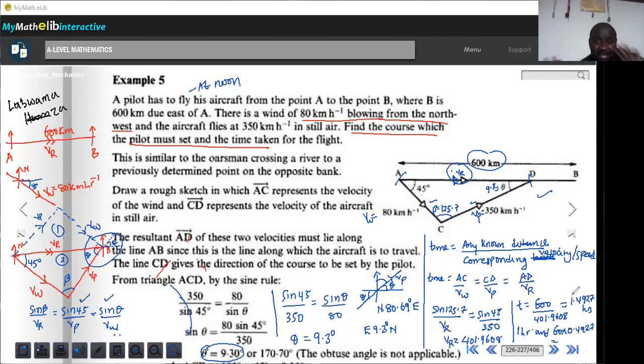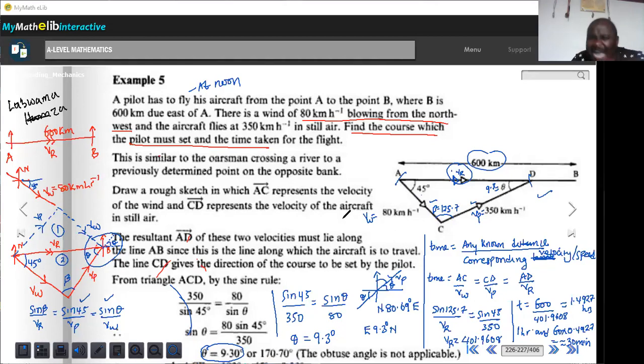I'm just emphasizing some items that can come when questions are being set. 60 times 0.4927, what do you get? Two people have raised their hands. Nashiba, you get? 29.562. 29.56. That is approximately 30 minutes. Okay? So if it's approximately 30 minutes, then we say the time the flight will take is approximately 1 hour and 30 minutes.